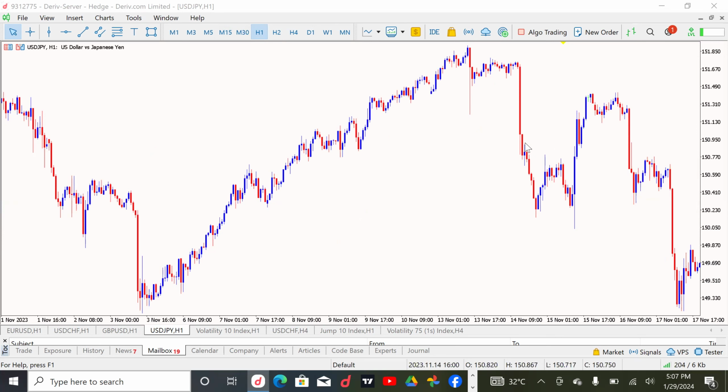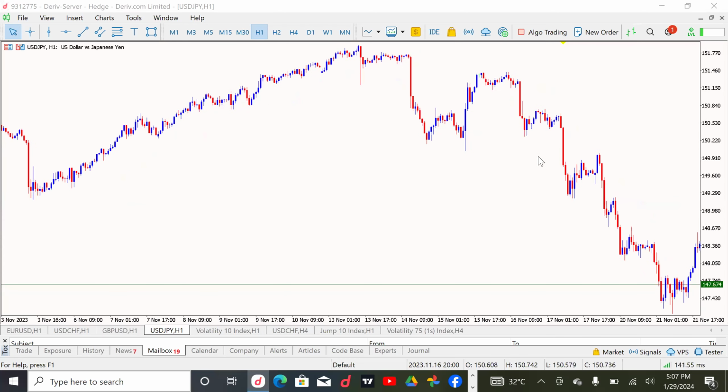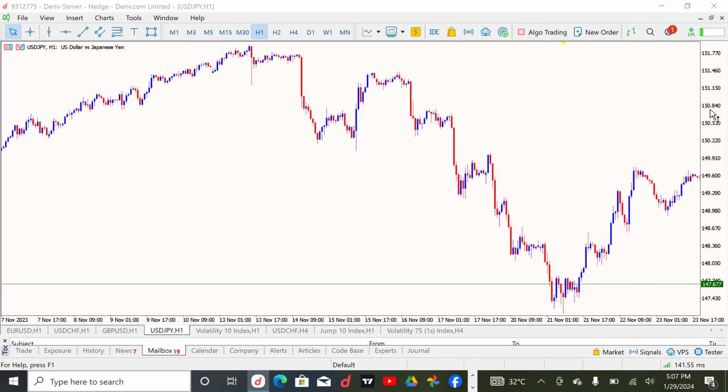Okay, this is a quick one. Right here, let's look at this structure from this axis. You can see what the market was doing. It was giving us a higher low, a lower low, a lower high, a lower low, a lower high, a lower low.